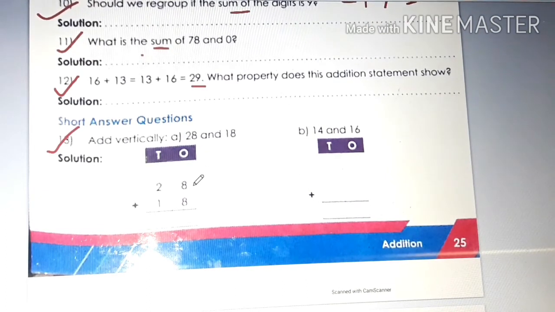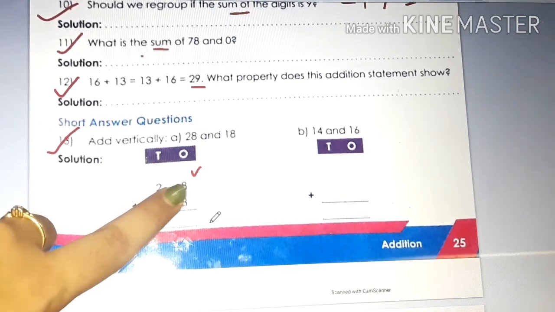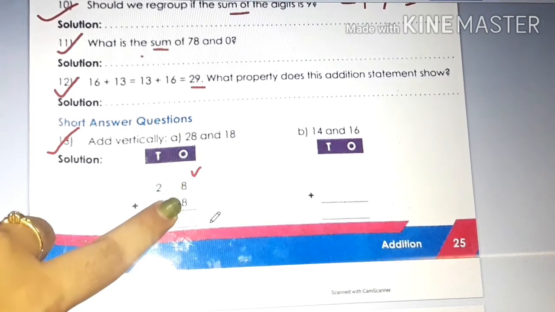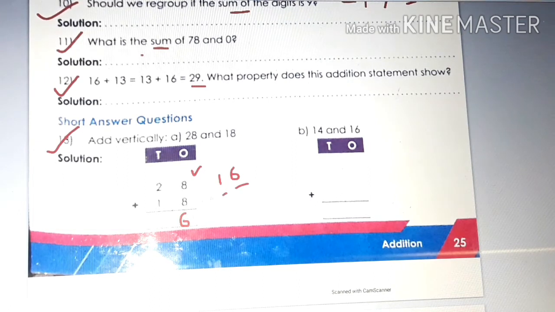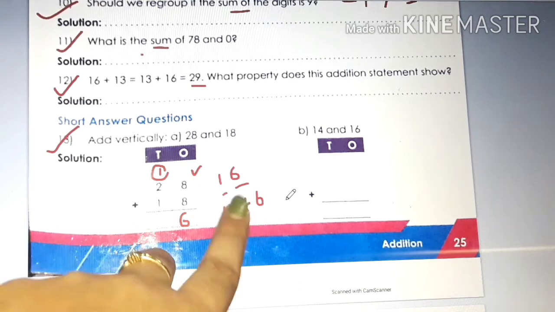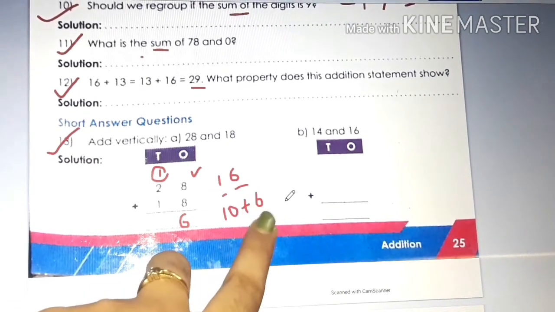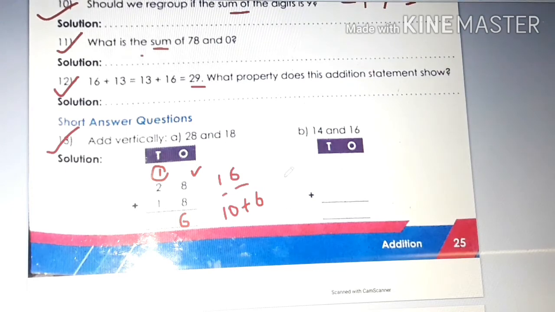Next, 13, children. Add vertically. Now you know we should always start addition from the ones place. So this is regrouping. 18 plus 18. 8 plus 8 gives you 16. Then 6 comes in the ones place and 1 goes to the tens place. Because this is 10 plus 6. This 1 comes in which place? Tens place, and 6 comes in the ones place. Clear? So you can do this. B.